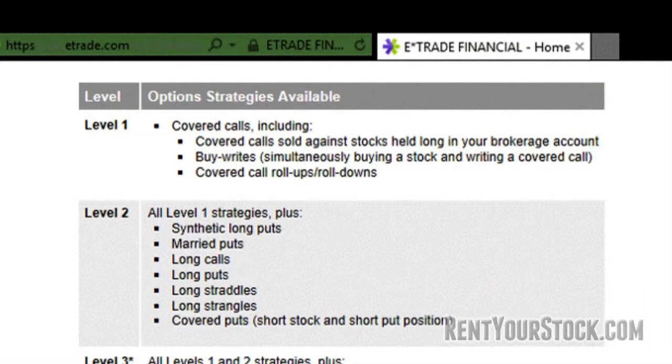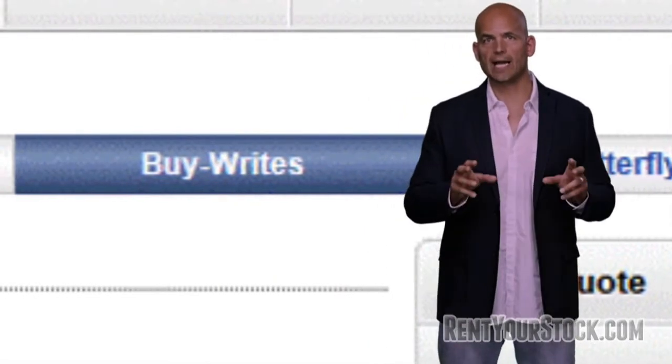Do not apply for more advanced margin accounts, just the most basic one that allows you to write covered calls. Second, despite what I said earlier, you can, in fact, write a covered call, that is, rent your stock, even if you don't own the stock. Basically, you can rent the stock at exactly the same time you buy the stock, thereby reducing the amount of money you need to buy the stock. That is, your rental income is immediately applied towards the purchase price of the stock. All of this happens in one single transaction called a buy right.